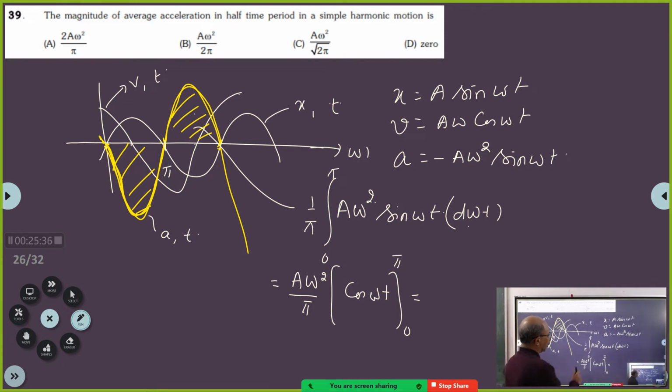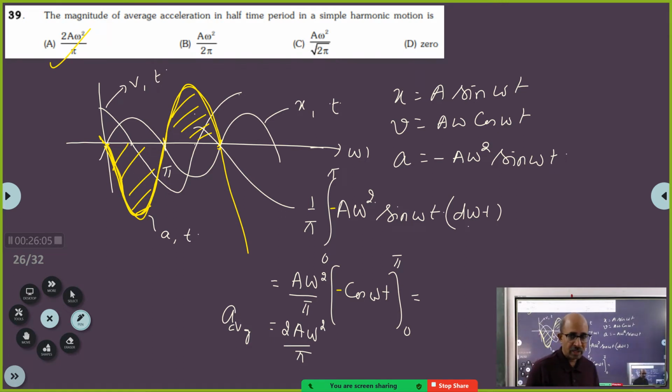So you put in these values. You are going to get it, but already there is a minus here because the integral of sine gives minus cos, so this becomes plus 2. So you get here 2a omega square by pi. So this is the average acceleration for this time interval. So 2a omega square by pi should be the option. Aryan, did you get this value? Yes. Good, wonderful. So others have not got it, but this is how we have got to approach and get the answer. Got it?